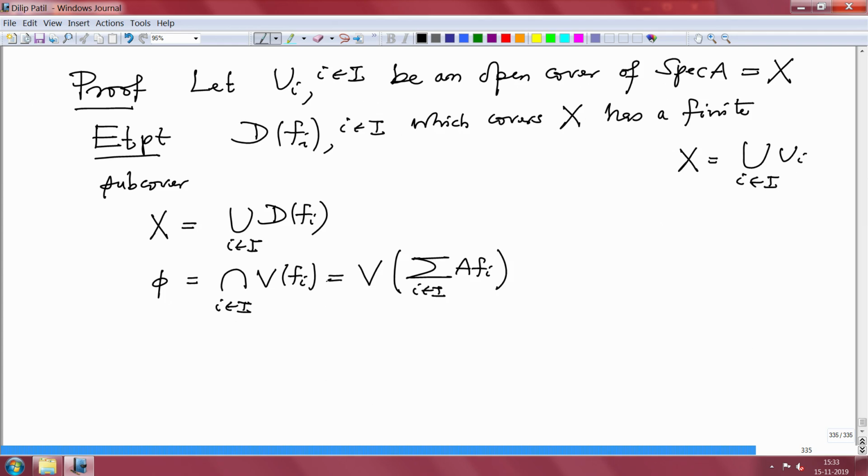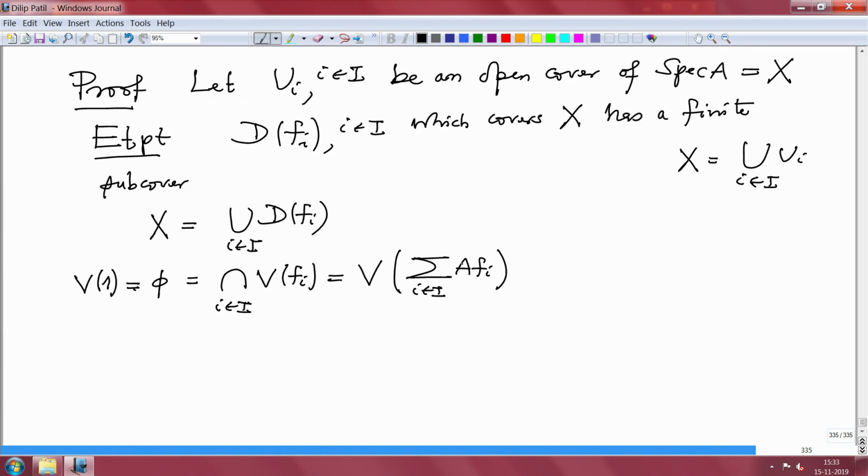This is the property of V we have checked in when we defined this. But this is V1, sorry, V1. V1 is empty and it is V of this. Therefore, we know that this ideal must be a unit ideal. If V of this is empty, that means there is no prime ideal which contains this ideal.